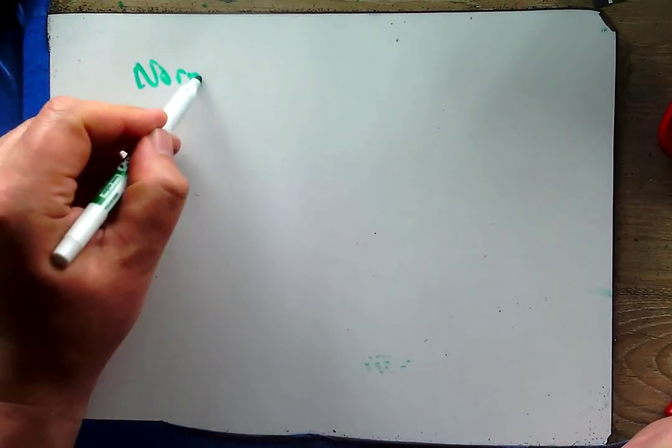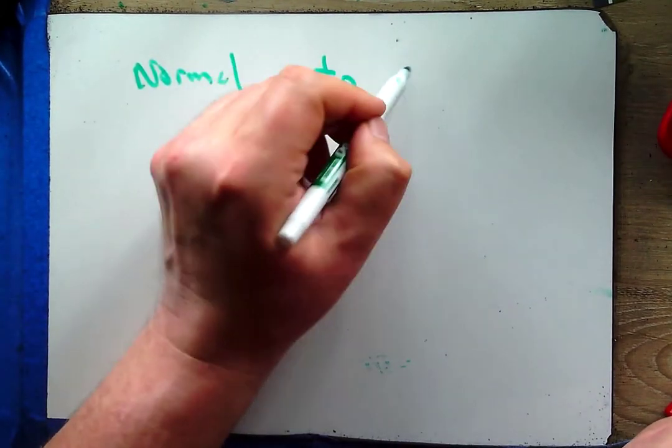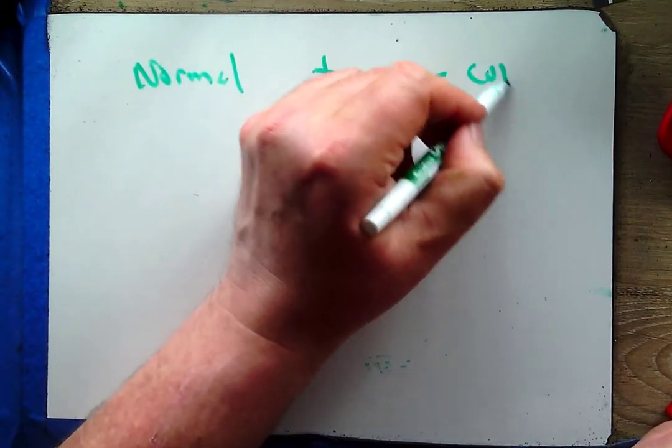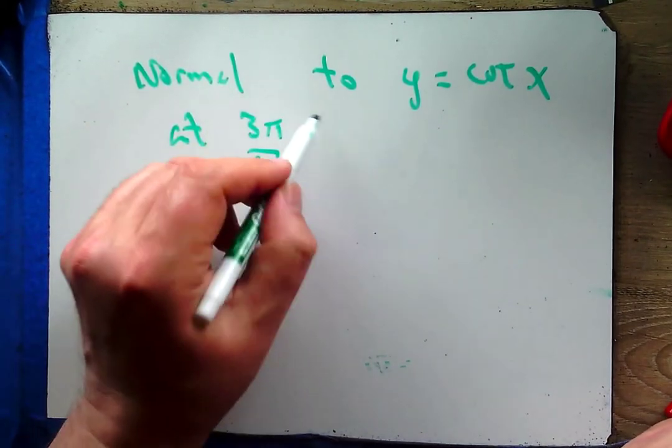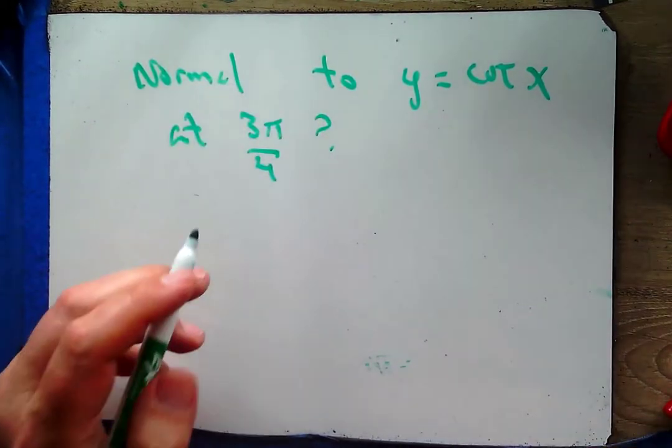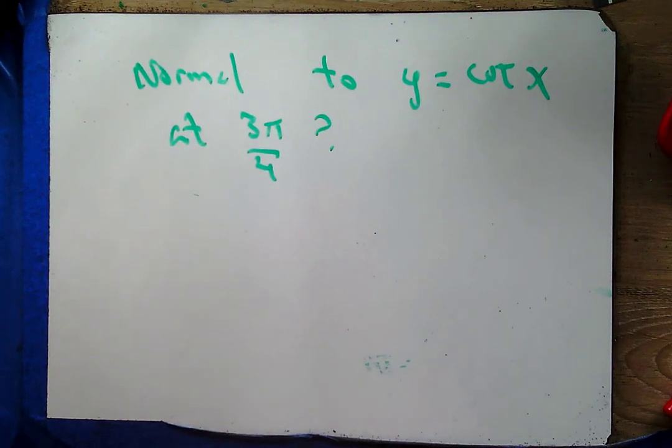Can you write the equation of the normal to y equals cotangent x at 3 pi over 4? Can you find that, please? Pause the video and give it a try now.